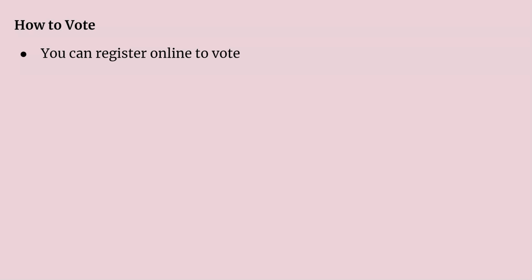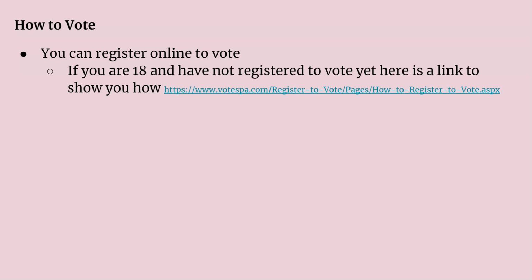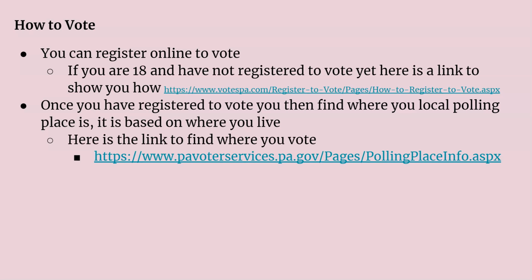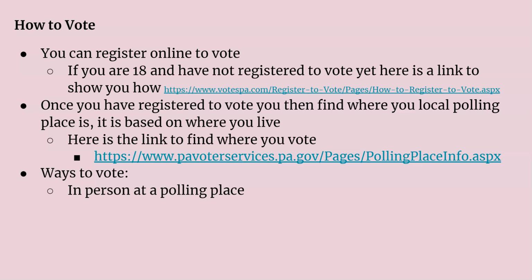So how to go vote? You can register online. Here's a link right here. If you're over 18 and a citizen, you can register here. Once you have registered to vote, then you have to find your local polling place, and you can go to this link here. All you gotta do is type in your address, and it tells you where to vote.